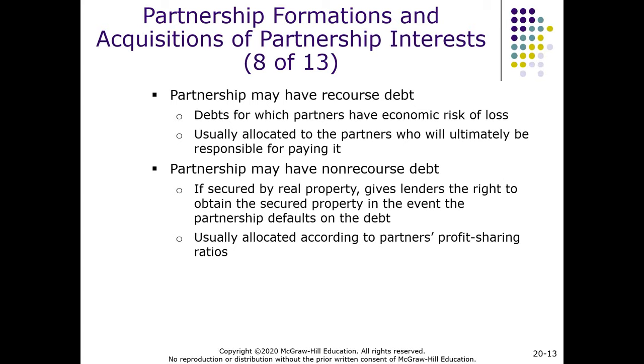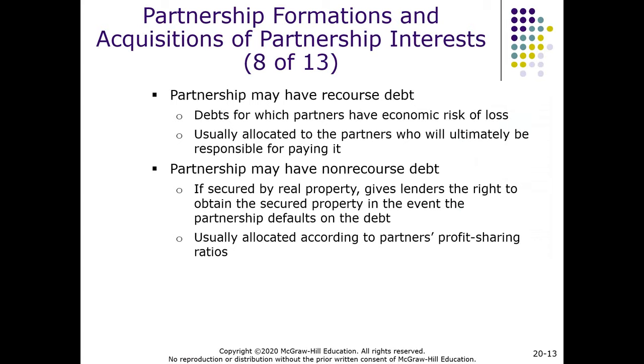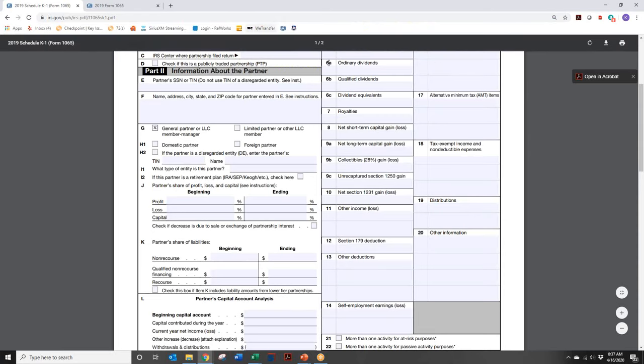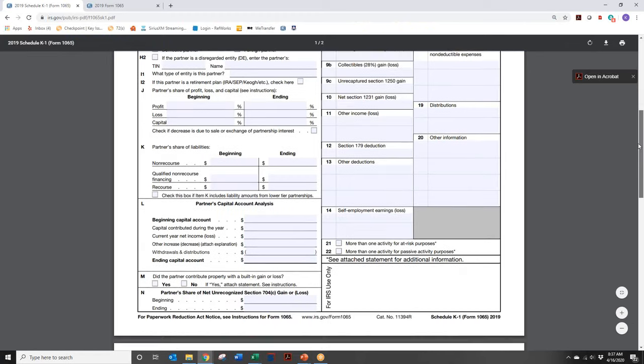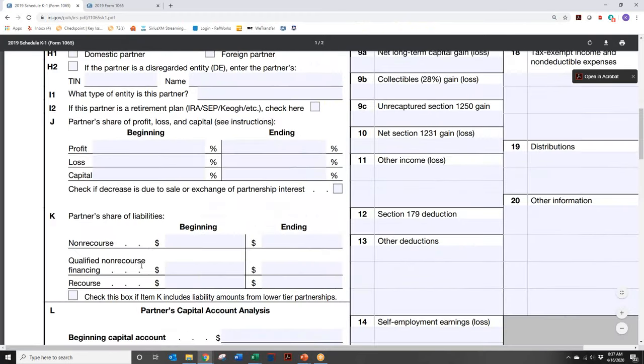Let's see, we've got 10 minutes. I'm going to talk about three different types of debt. Actually, let me hold off on that part. I want to pull up the K-1 again. So that's the wrong one. This is the one. Okay. Take a look at the K-1 here. I'm going to blow this up a bit just so we can make sure that everyone sees this portion right here.